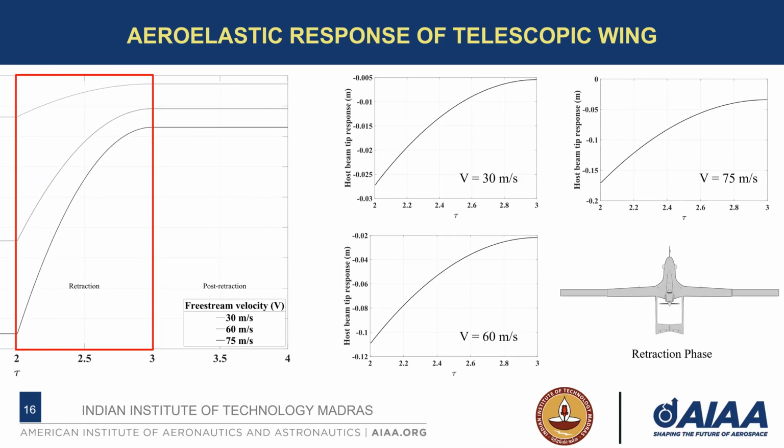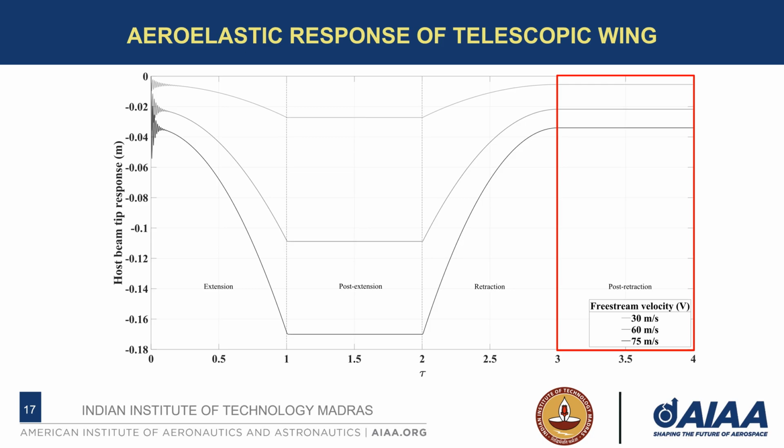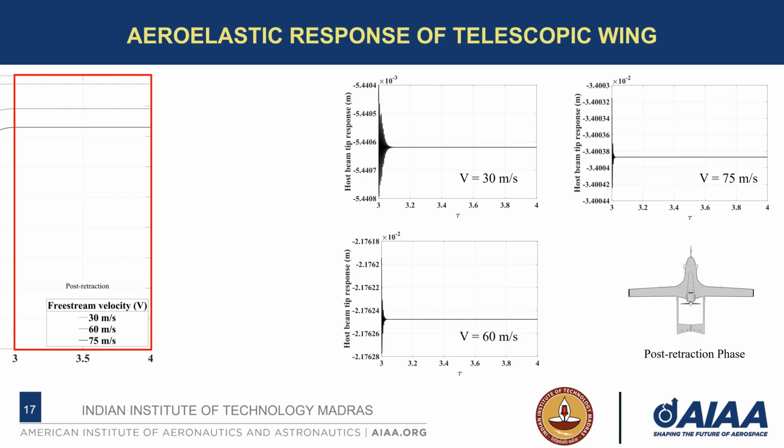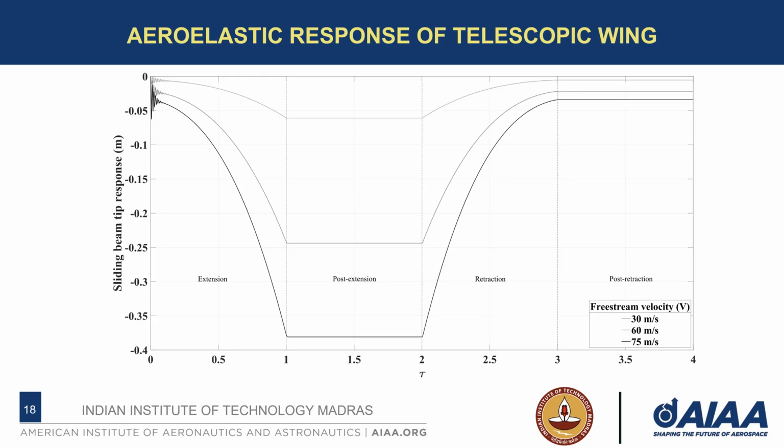Similarly, we can observe the response for the retraction process for various free stream velocities. In the post-retraction process, you can also see a transient oscillating response, which gradually decays down to a steady-state response. Same here, for low free stream velocity, this transient phase in the post-morphing process is observed to sustain for a longer time period. Similarly, we have obtained the response of the sliding beam.